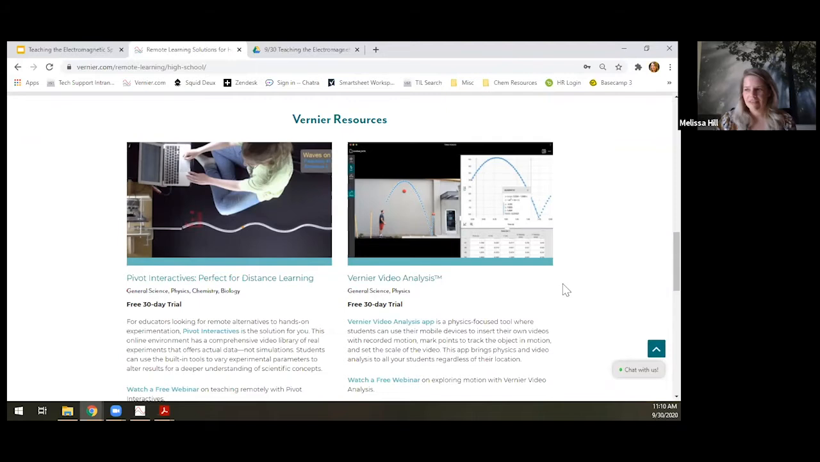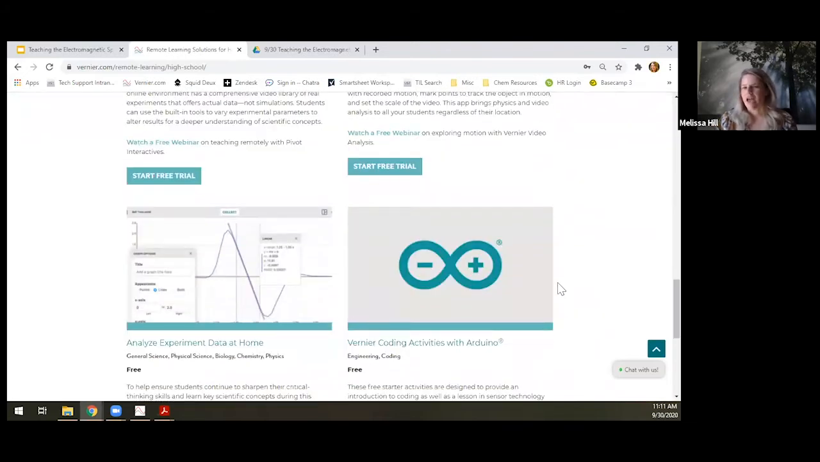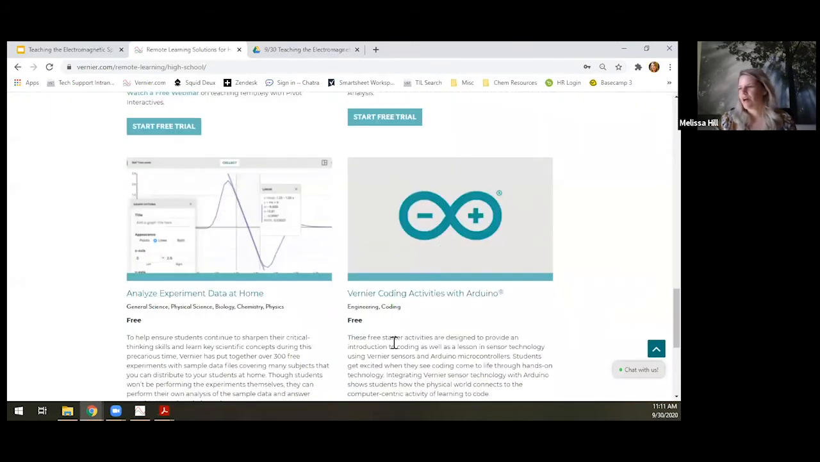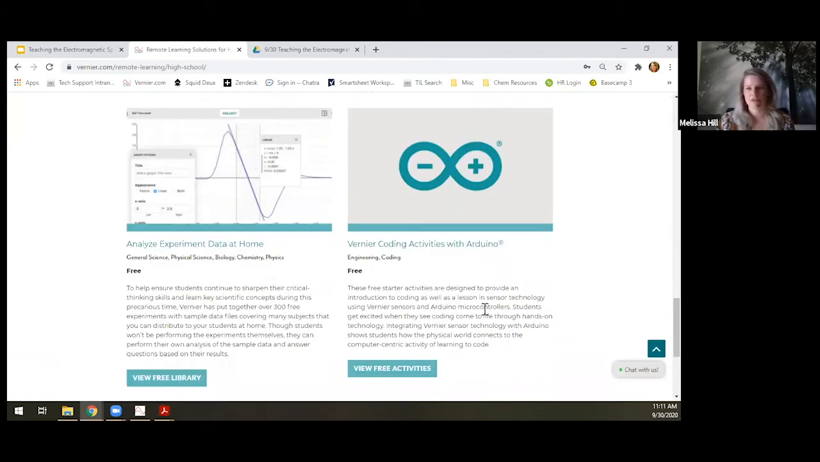Vernier Video Analysis is a great app. It's really good for physics and doing a lot of Newtonian stuff. There's also a free trial of that, but I'm not really going to talk about it too much. We also have some Arduino coding activities for those of you doing engineering. I know a lot of chemists do double duty in physics and engineering, so just making sure you're aware of those resources, go to this page.